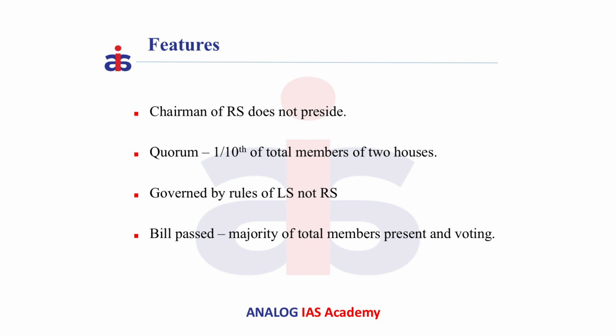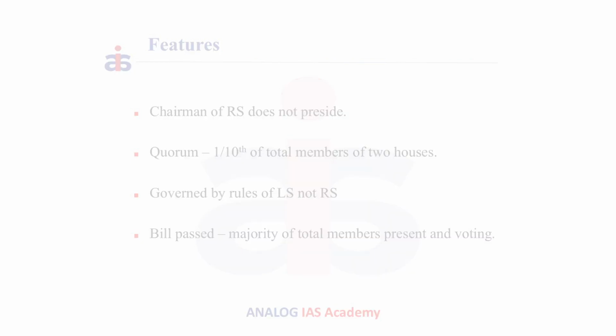The quorum to constitute a joint sitting is 1/10 of the total number of members of the two houses. Also, note that the joint sitting is governed by the rules of procedure of Lok Sabha and not that of Rajya Sabha. Now, what is the majority that is needed to pass a bill in joint sitting? It is a simple majority, that is, of the total number of members of both the houses present and voting. Normally, the Lok Sabha wins the battle in joint sitting because it has a greater number of members.